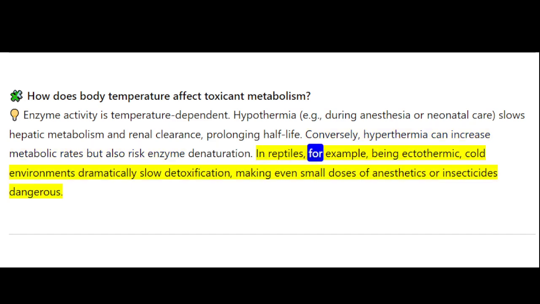In reptiles, for example, being ectothermic, cold environments dramatically slow detoxification, making even small doses of anesthetics or insecticides dangerous.